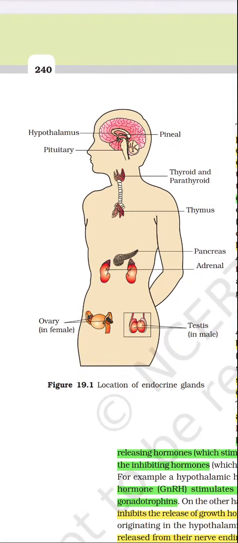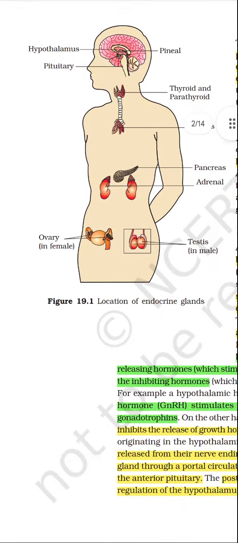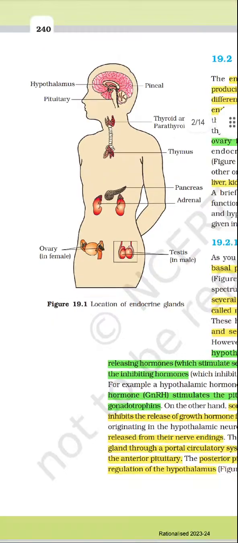Pineal, hypothalamus, pituitary, thyroid and parathyroid, thymus, pancreas, adrenal, and testes in male, and ovary in female.